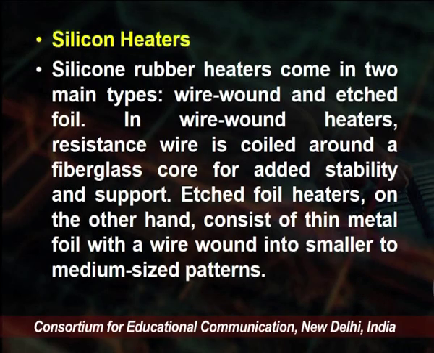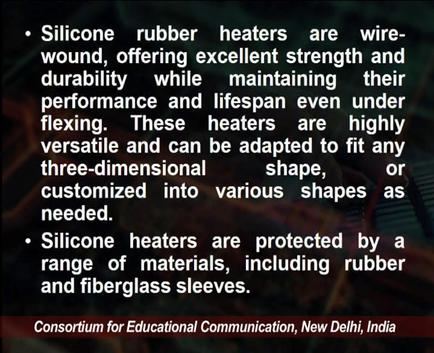Number one is the wire wound and etched foil. In this heater the resistance wire is coiled around a fiberglass core for added stability and support. Etched foil heater, on the other hand, consists of a thin metal foil with a wire wound into a small to medium size pattern. The silicon rubber heater uses a wire wound offering excellent strength and durability while maintaining its performance and lifespan even under flexing.